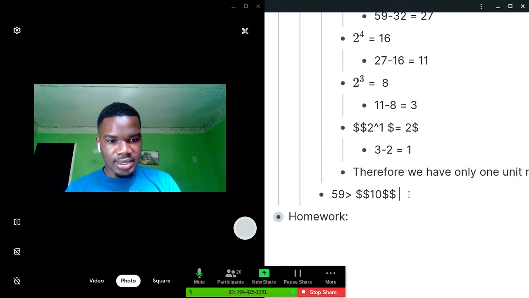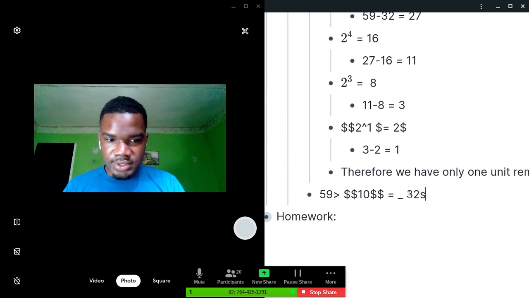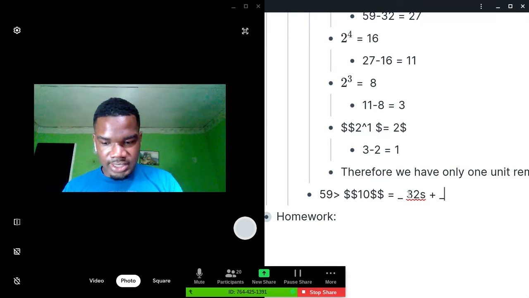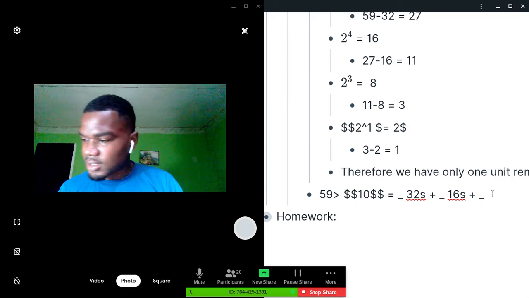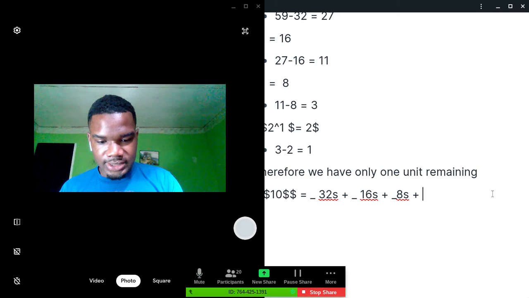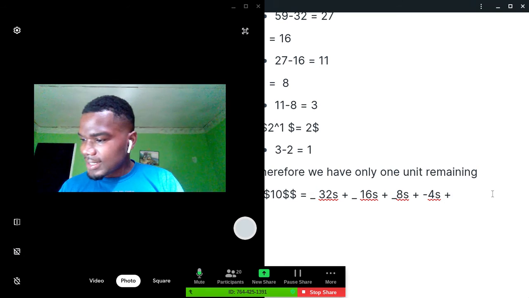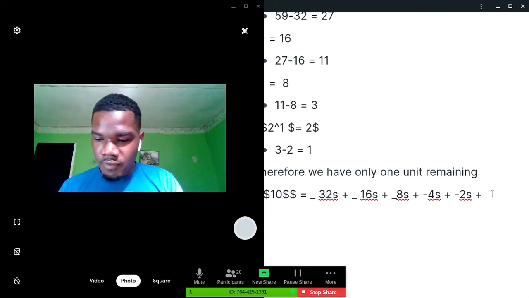59 to base 10 is equal to dash 32s plus dash 16s plus dash. So let me put a dash instead. Underline is good. Plus dash 8s plus a dash for 4s plus a dash for 2s plus a final dash for 1.